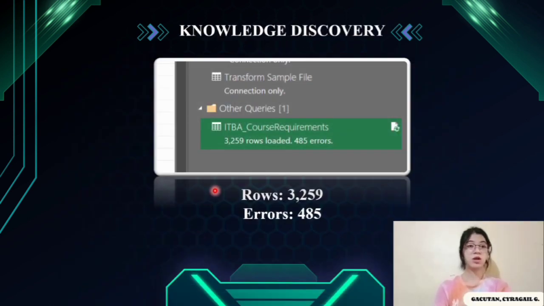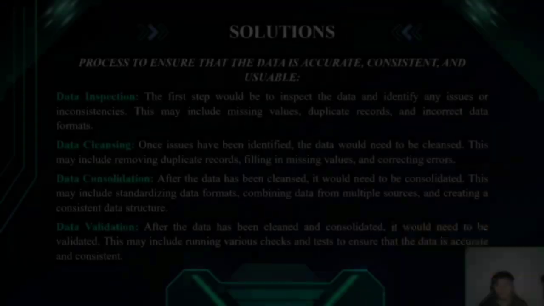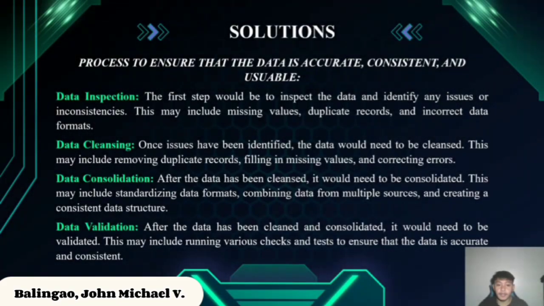We can see in the consolidated data from 2011 to 2015 that there are 485 errors. That means that the data is noisy and has missing values. There are also many empty cells that cannot be directly used in data mining activities. Solutions. It is the process to ensure that the data is accurate, consistent, and usable.